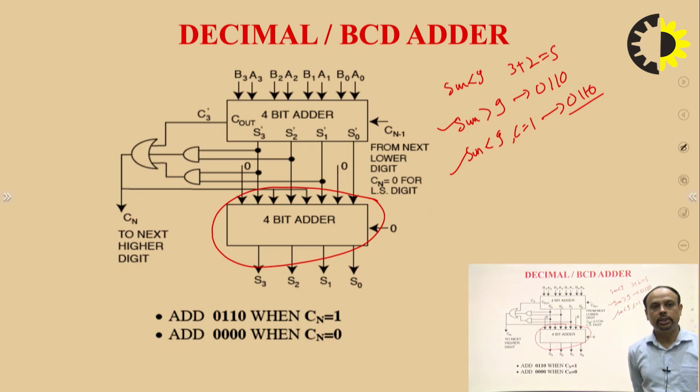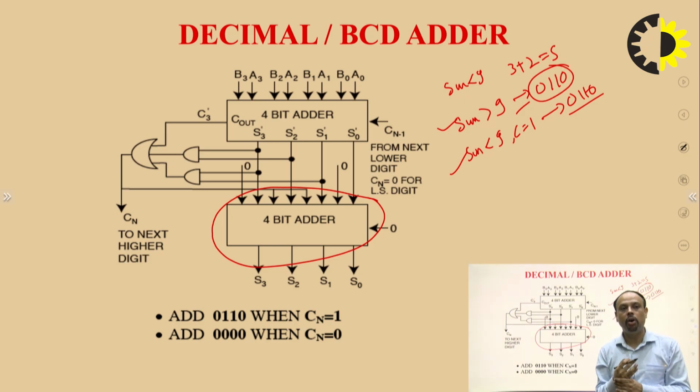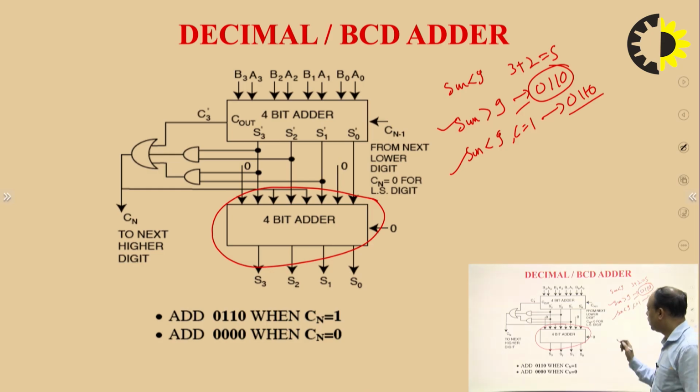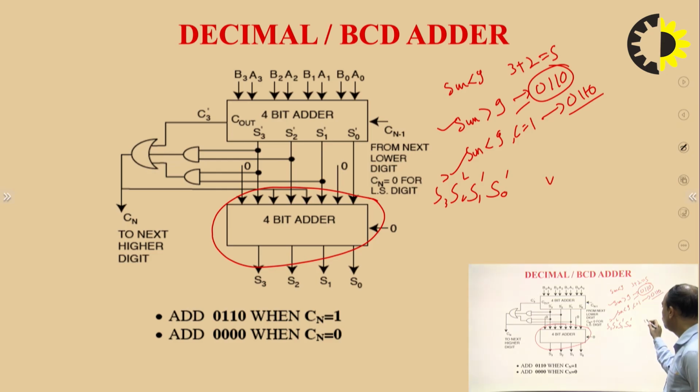So in the correction, what we have to perform is, if the sum is greater than 9, we have to add binary 6. So we have to design a logic which can detect that the sum is greater than 9. For this, we have to make an input output relationship table for S0 bar, S1 bar, S2 bar and S3 bar, and there is an output Y.